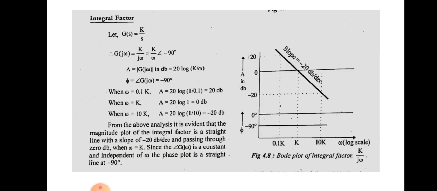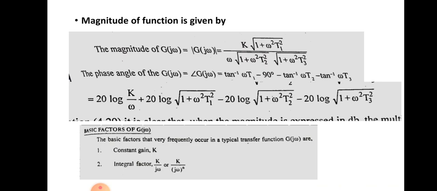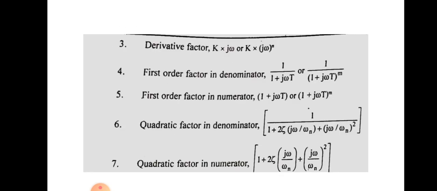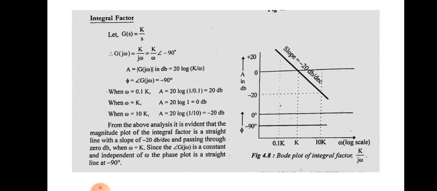Okay. Next is the integral factor. Here the integral factor is K by s, and we obtain the sinusoidal function as K by j omega. In our transfer function there is an integral factor like K by j omega, so we should know how to draw that. We have to find its magnitude and also its phase angle. K by j omega's magnitude will be square root of K squared by omega squared, that is K by omega itself. And since j omega comes in the denominator, its angle, which would be 90 degrees, becomes minus 90 degrees when we take the phase angle.